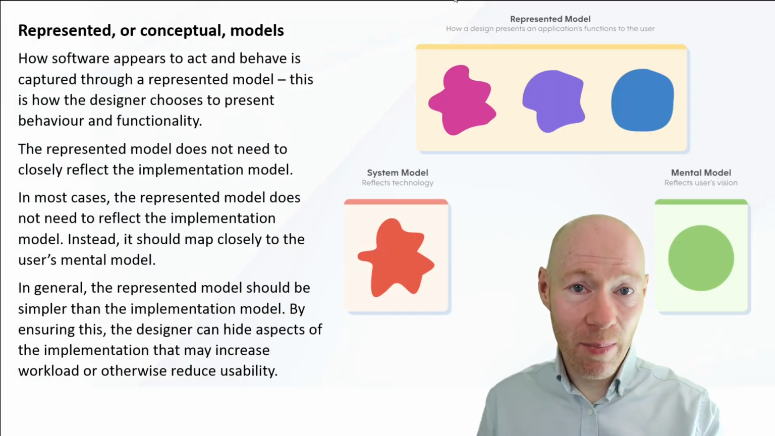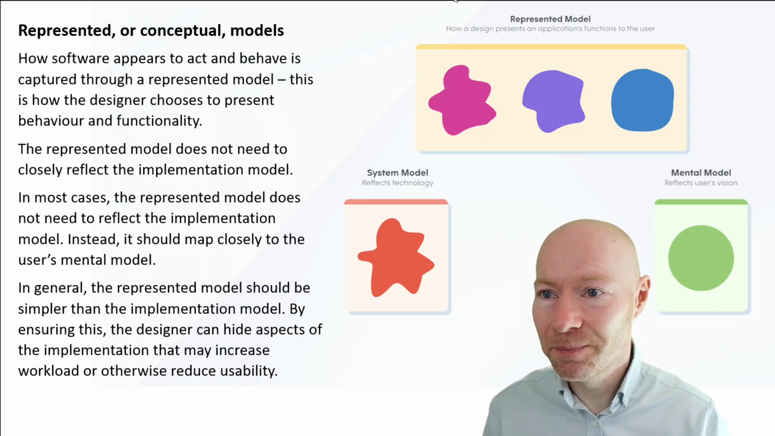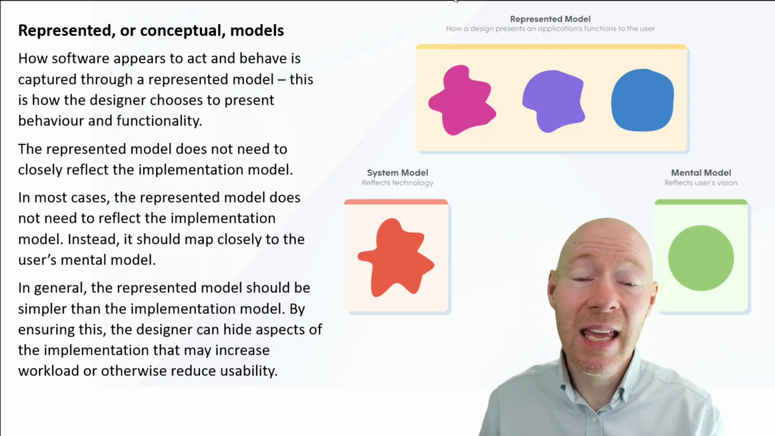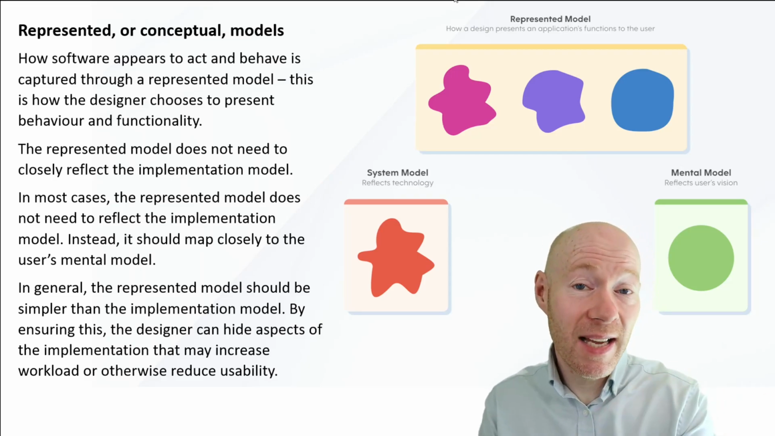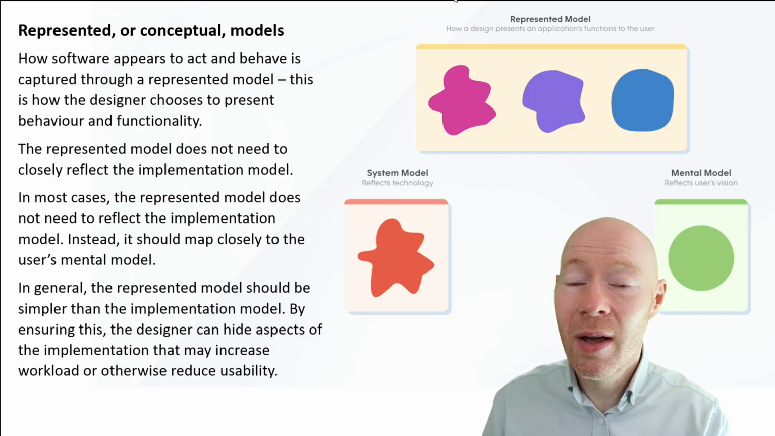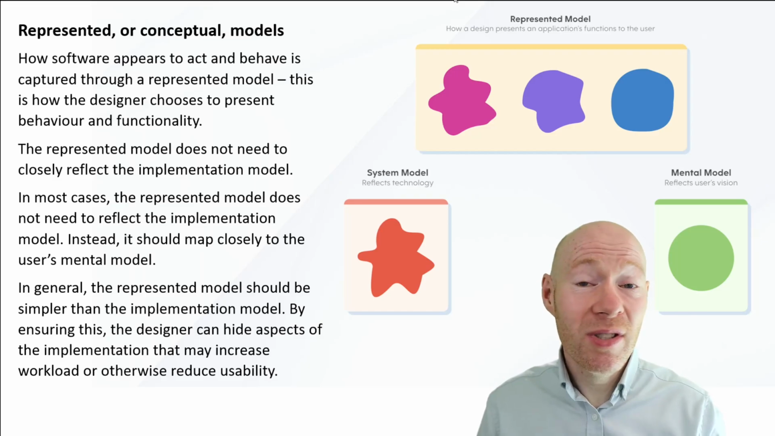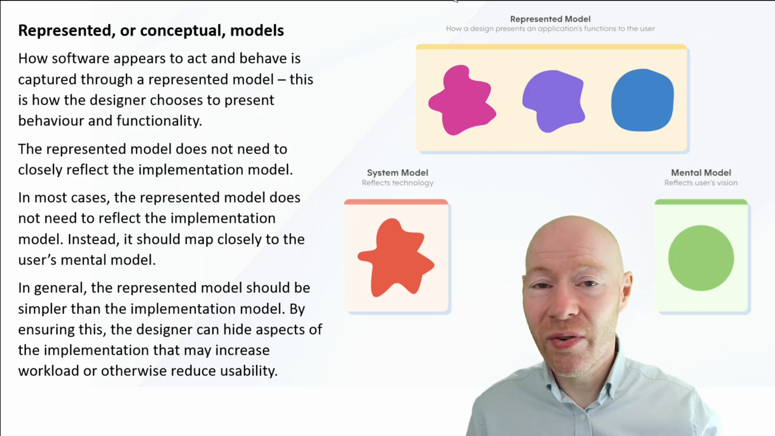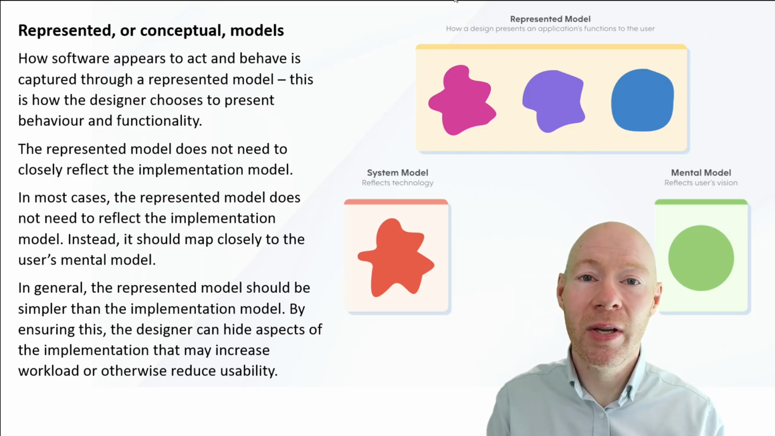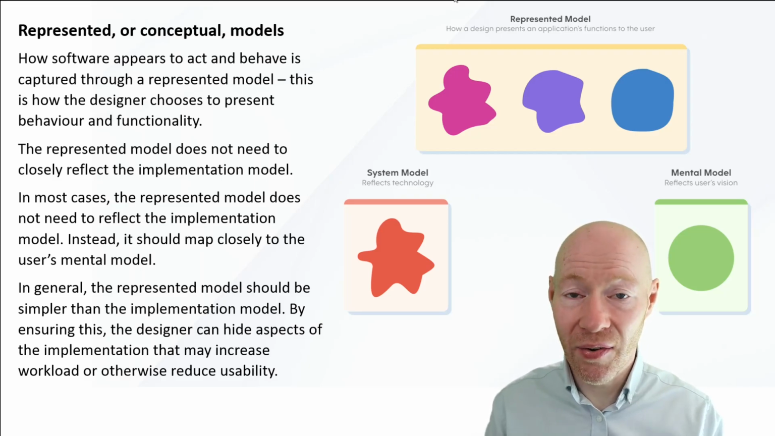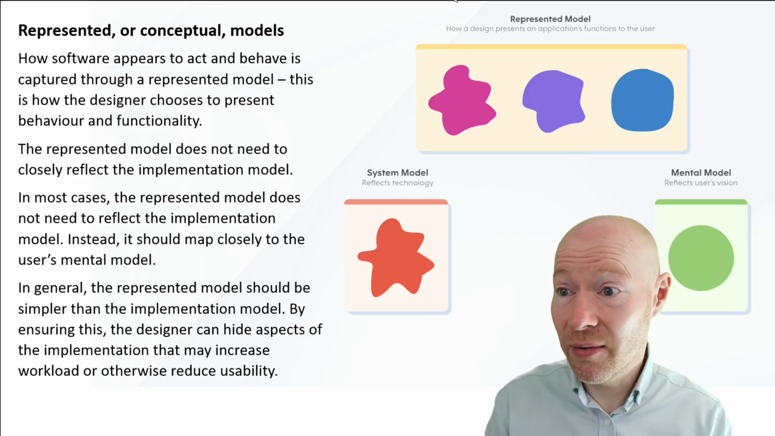So that's where the represented or the conceptual model comes in. That is how software appears to act, how it appears to behave, how we choose to present it to the user. So it's how the designer chooses to present behavior and functionality. It doesn't actually have to reflect the implementation model. The implementation model is however it's implemented. The represented model is how it presents itself to the user. And they can be different. And in some cases, they should be different.